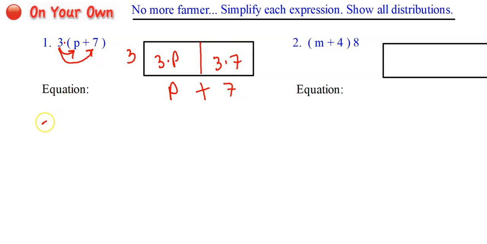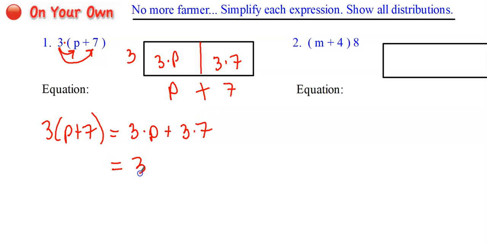So the equation I write is 3 times p plus 7 equals, I'm just creating something equivalent. We know this is the area. It's 3 times p plus 3 times 7. Now here's the thing. This becomes 3p, and I can do the math. 3 times 7 is 21. So this is the simplified expression.